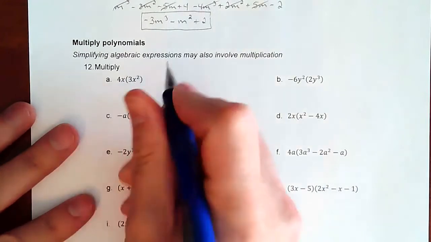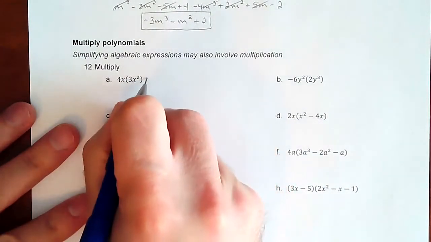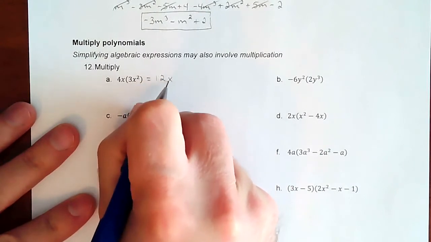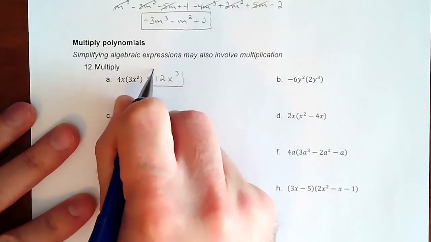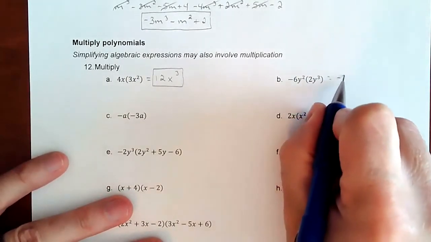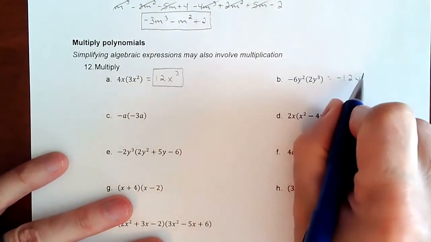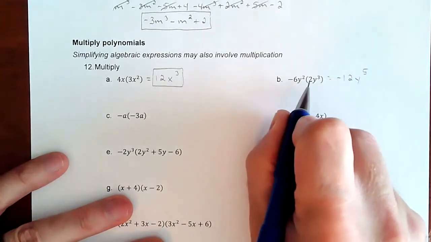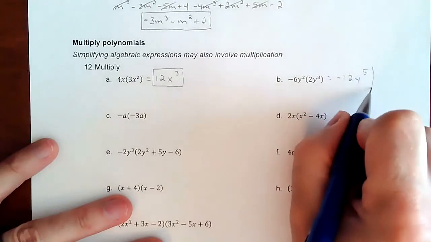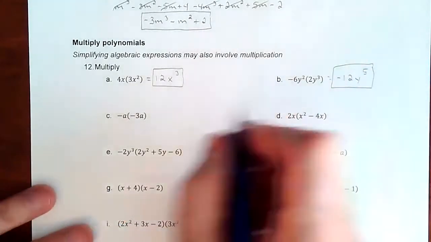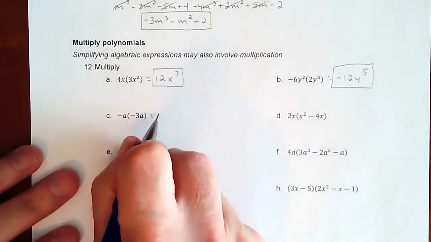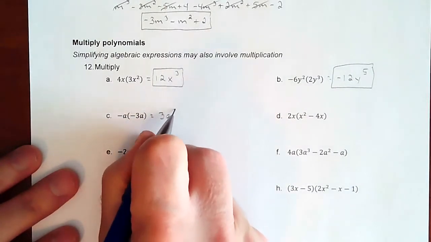So you'll combine your x's, which is going to get you an x to the third. And then you combine the 4 and the 3, which will make 12x to the third. All right. And then here, you'll get a negative 12y to the fifth. Negative 6 and 2 make negative 12. The y squared and y cubed makes y to the fifth. And then here you have a negative times a negative, so that's a positive 3a squared.